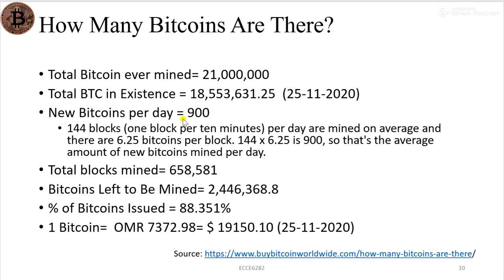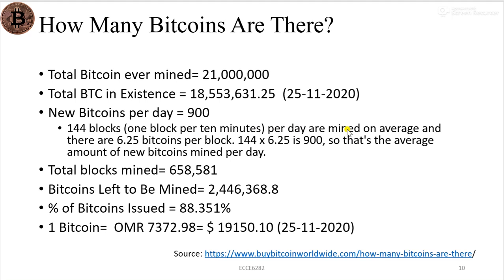How is this 900 value created? As we know, one block is created every 10 minutes, and in 1 hour we create how many blocks? 6 blocks per hour. So in one day we create 144 blocks. How can we get 144 blocks? 6 multiplied by 24. In 1 hour we create 6 blocks, and in 24 hours we create 144 blocks, which is 6 multiplied by 24.